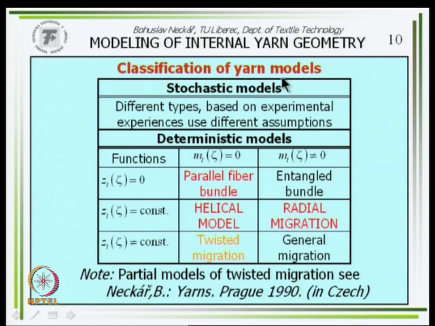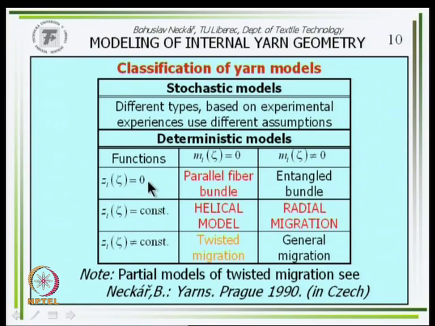The first group is the stochastic models. We don't want to divide this possibility further. The second group is the deterministic models, and it is based on the character of the functions zeta and mi zeta. If both are equal to zero, what does it mean? The radius is stable for each fiber, dr is not different from 0.